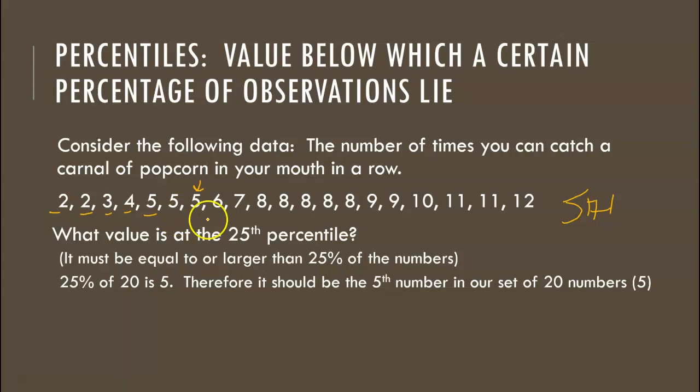But if this is my 5th number here, I didn't know that the 6th one and the 7th one were a tie. And so I would still say that in the 25th percentile, I would have a 5.